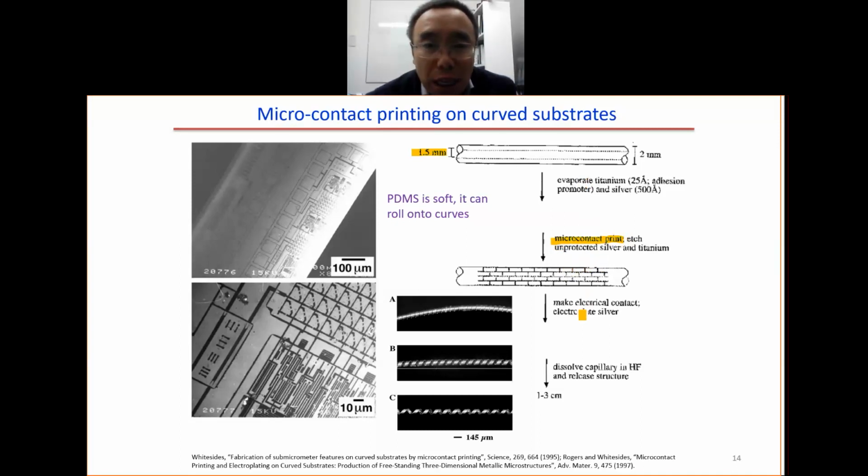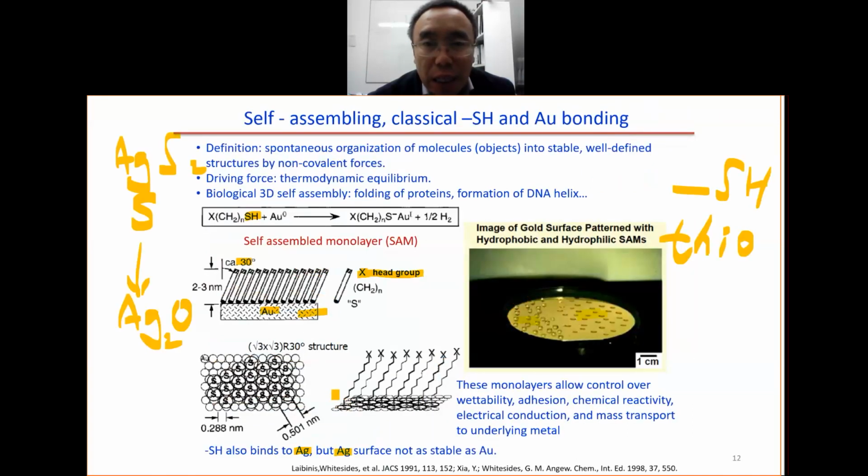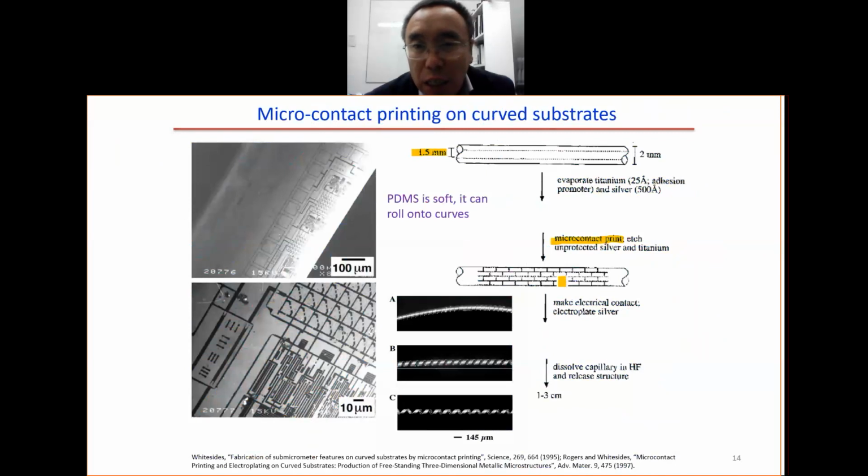Then you use the red color ink as the etching mask. You etch the silver and titanium that is not covered by the ink. Then you make the electrical contact, and you do the electroplating of silver. When the silver becomes thick enough, you can remove the glass tube by HF. This way, you can have some coil structure.